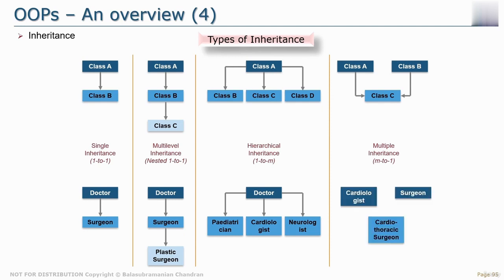For example, we have three classes, cardiologist, surgeon, and cardiothoracic surgeon. The cardiothoracic surgeon is derived from cardiologist and surgeon. So, the cardiothoracic surgeon will have all the properties of the cardiologist and the surgeon.